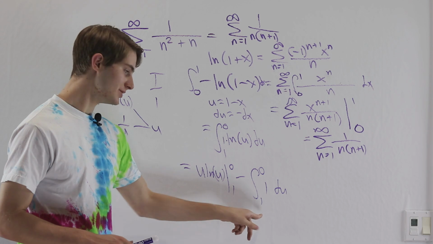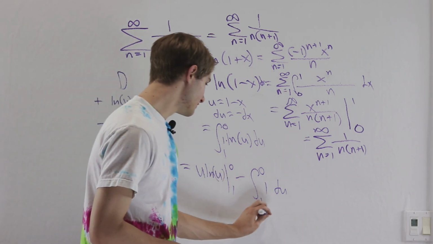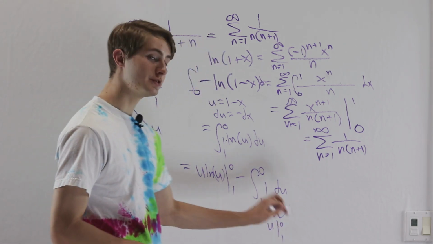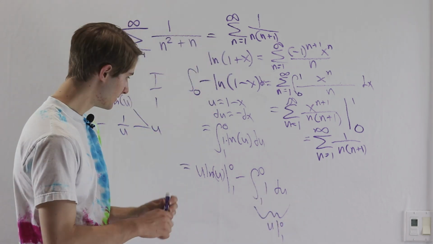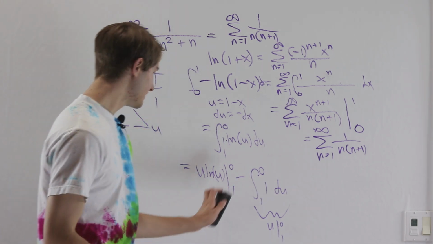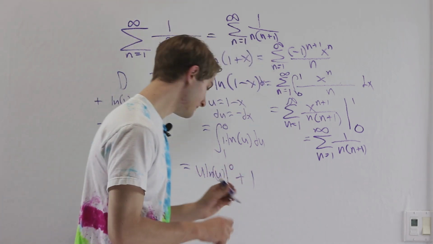Now let's look at each of these parts. To start out with the easier one, this is going to turn into u evaluated at 0 and 1. So 0 minus 1 is negative 1, but then remember we have a negative sign out here. So we're going to have a negative negative 1. This is just going to become plus 1.